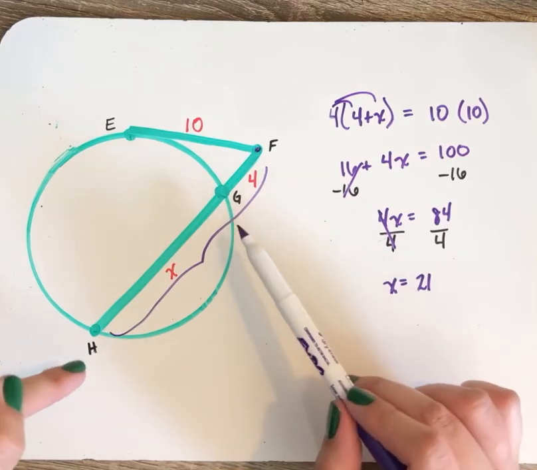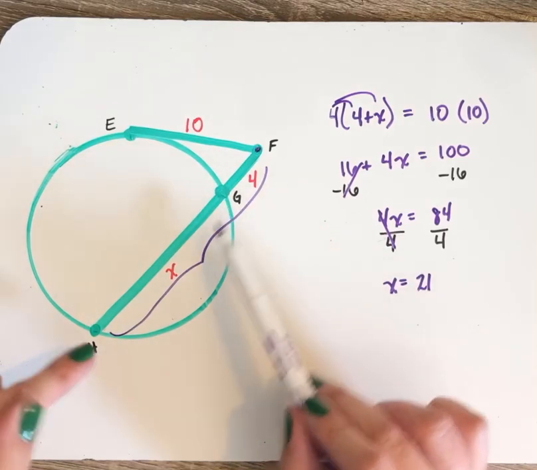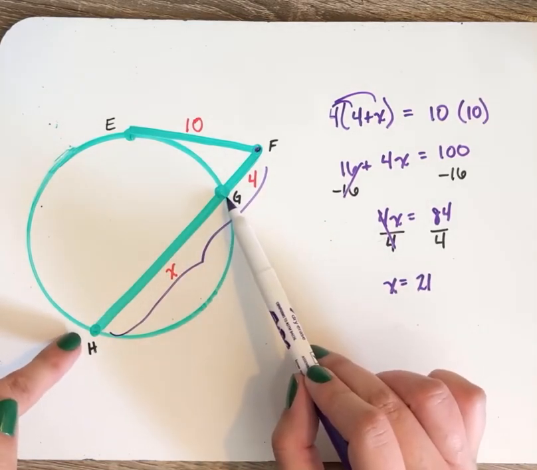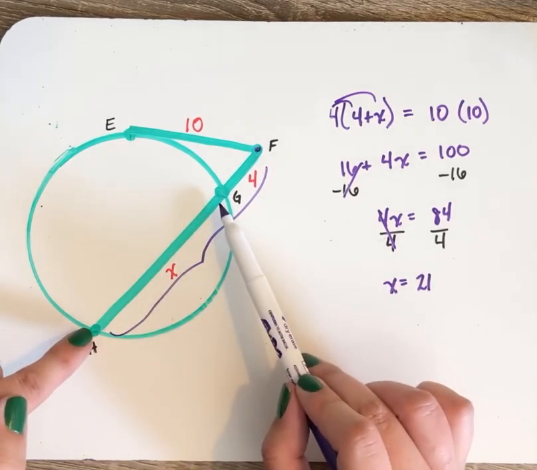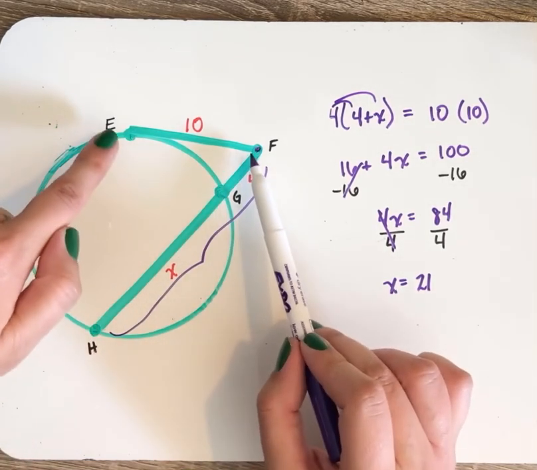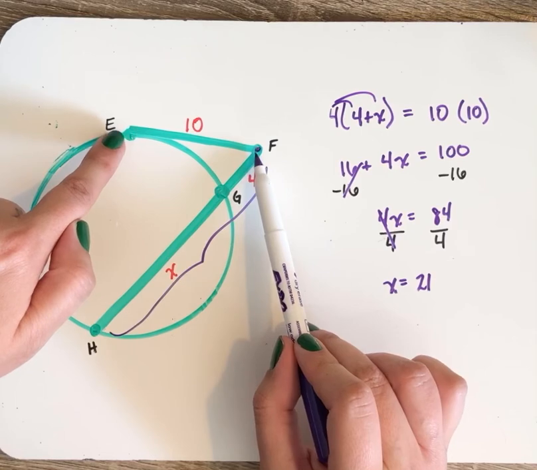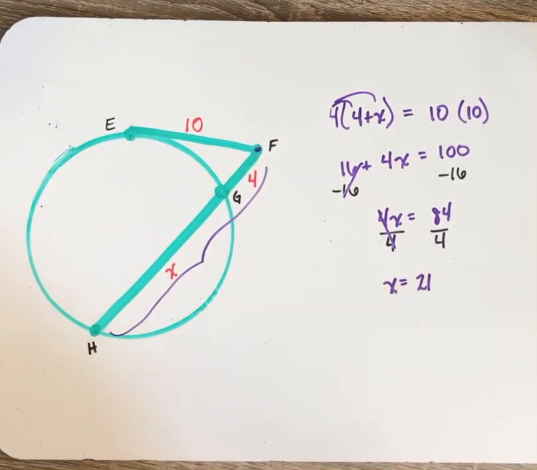Looking back, making sure that seems logical based on the diagram. This length x, could it be 21? That seems reasonable. This length looks like it might be around double the length of EF, which is 10, so that seems to make sense here.